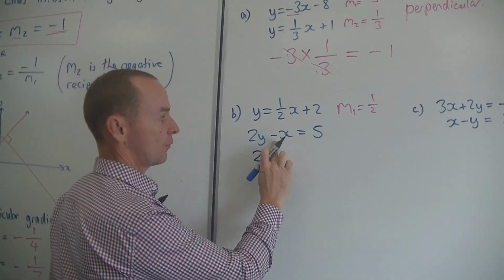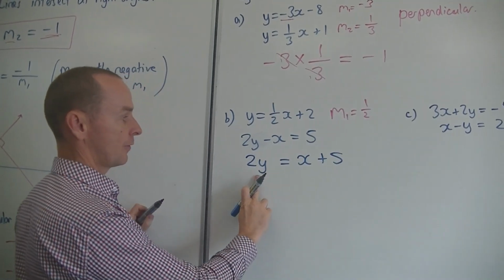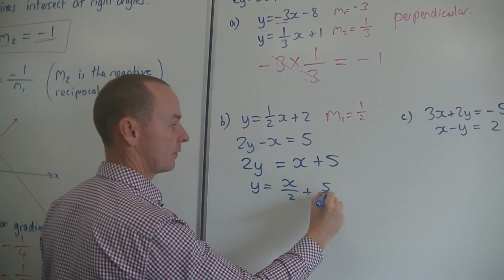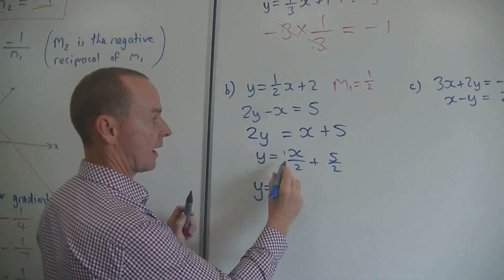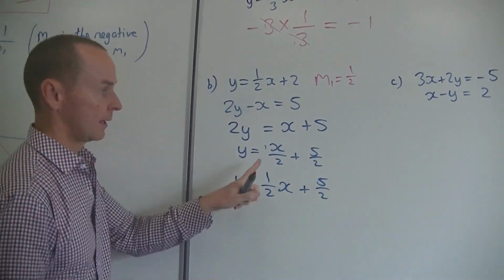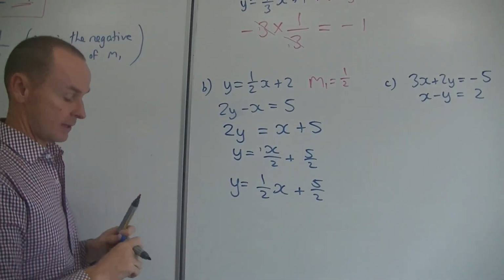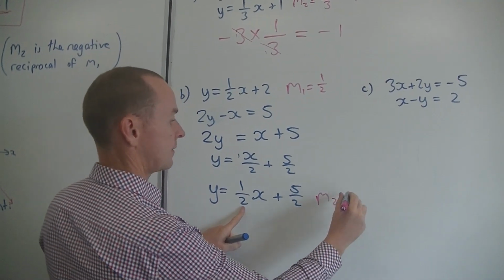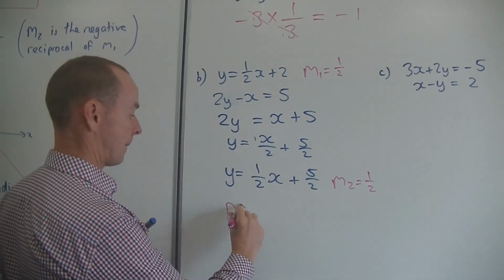So we'll get y by itself, add x to both sides. So we get x plus 5. And now we divide both sides by 2. So we get y equals x over 2 plus 5 over 2. Now x over 2 is the same thing as 1/2 x. So I'm going to write it like this, 1/2 x plus 5 over 2. Can everyone see that? X over 2, you can bring it out the front and make it 1/2, because then we can see what the gradient is. So now we can see that the gradient of this one is 1/2. And what do you notice? They're the same gradients, so these two are parallel.